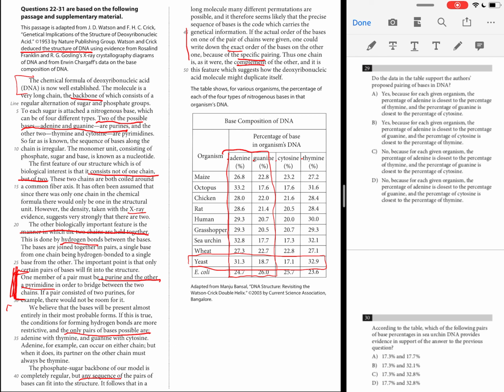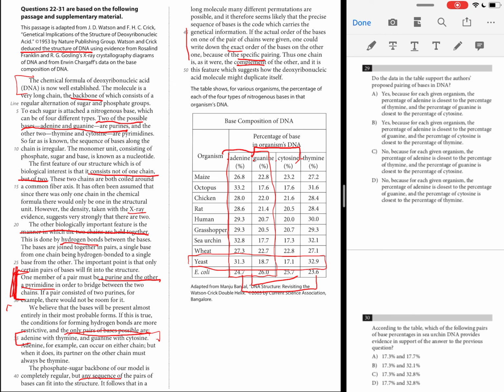Okay, so first thing is that we're going to need to know the author's proposed pairing. So I'm going to go back to the paragraph that was talking about only pairs of bases possible, and that is adenine with thymine and guanine with cytosine. So then if that were true, I would expect cytosine and guanine to be the same and adenine and thymine to be the same. So these would be a pair, and then these two would be a pair.